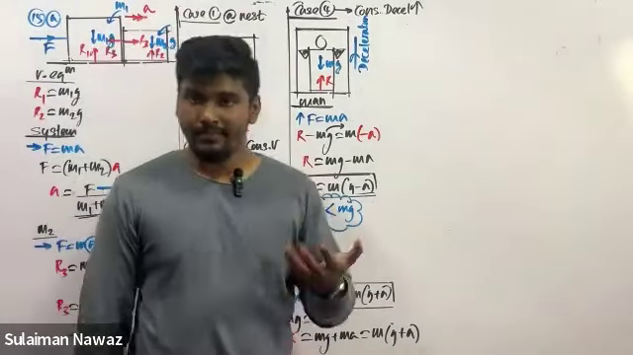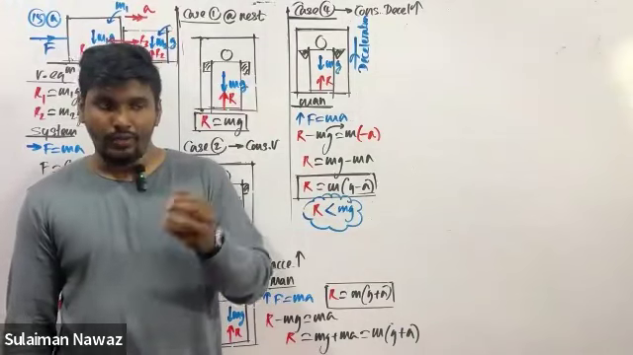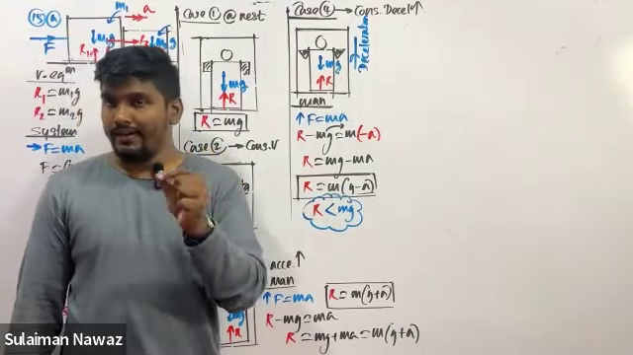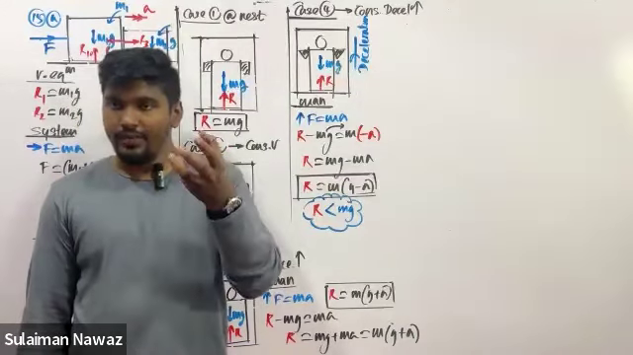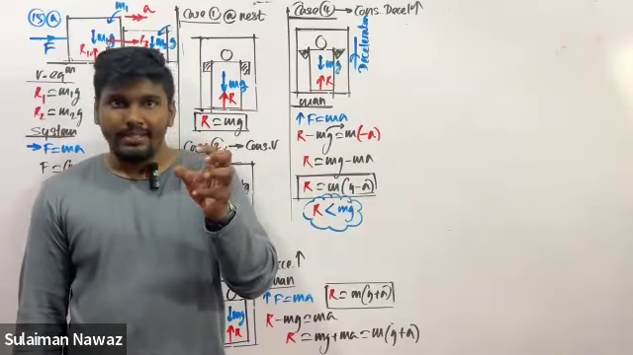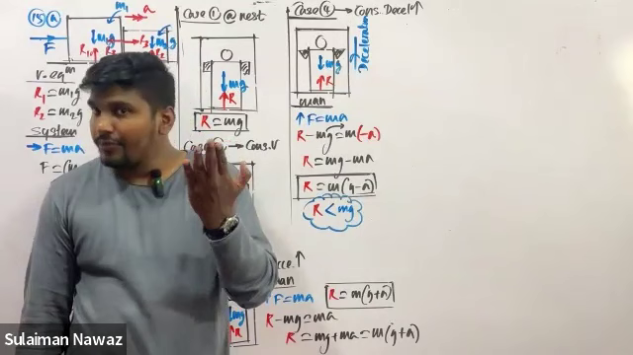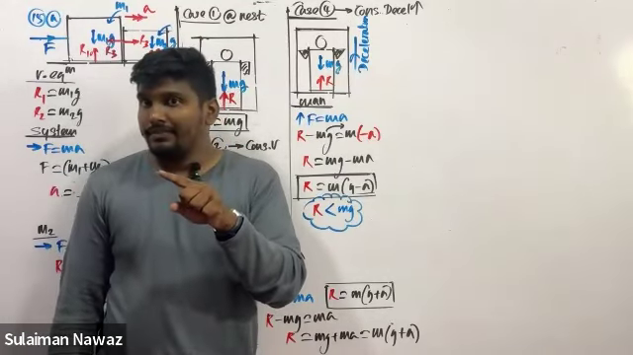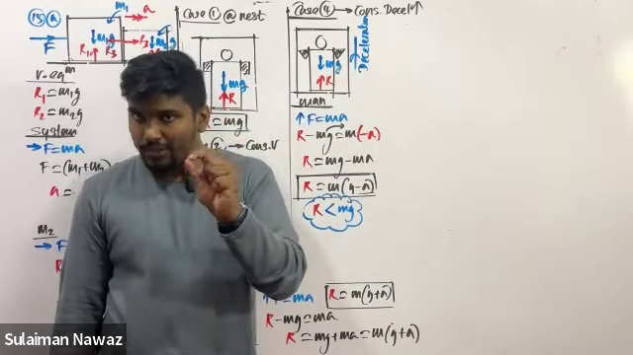Now we discuss cases 1 and 2. Case 1, when the lift is at rest. Case 2, when the lift is moving under constant velocity. In both cases, the normal reaction force is exactly equal to the weight, mg. Case 3, lift accelerates upwards, then the normal reaction force is larger than the weight. Case 4, when the lift decelerates upwards, the normal reaction force is smaller than the weight.